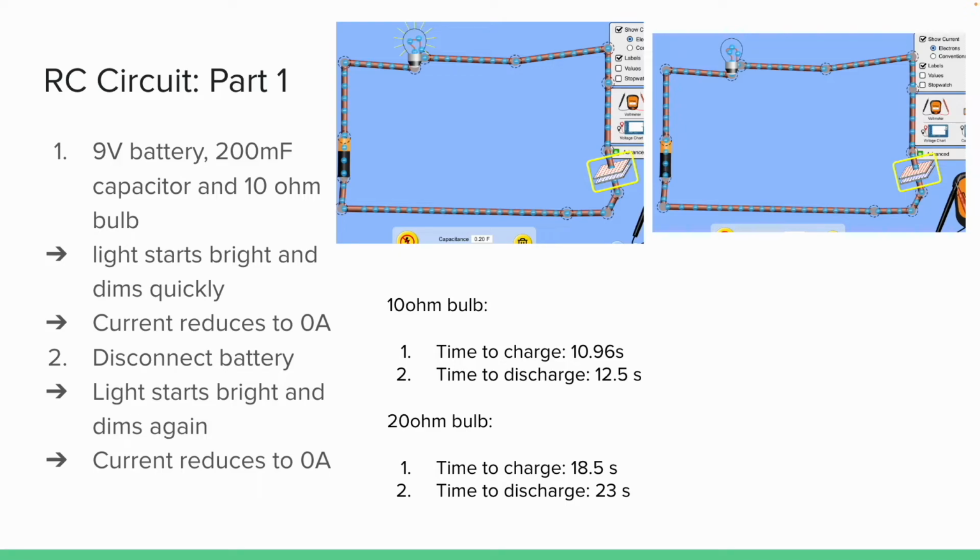We actually measured the time for the capacitor to charge and discharge with different resistance within the light bulb it's connected to, and we can see as the resistance of the bulb increases, the time to charge and discharge decreases. And this is because as we increase the resistance of the bulb, it's going to be harder for current to flow throughout the circuit.